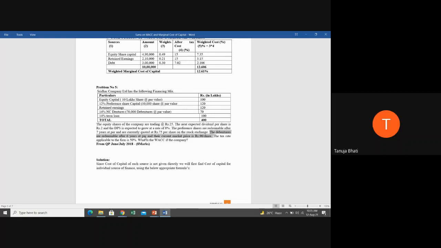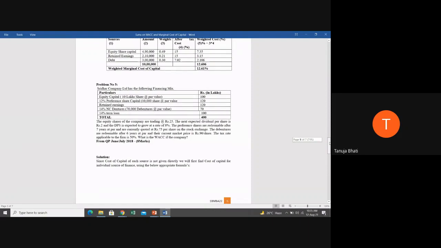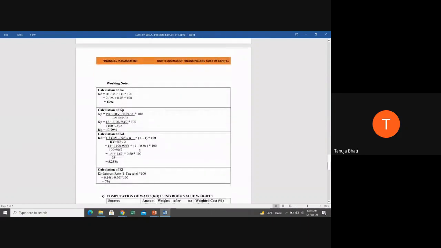What is the net proceeds, what the company will be getting, the NP? 90. Very good. What is going to be the N? 6 years. What is going to be the T, 1 minus tax rate? 50%. Very good. Just put these figures in the formula.